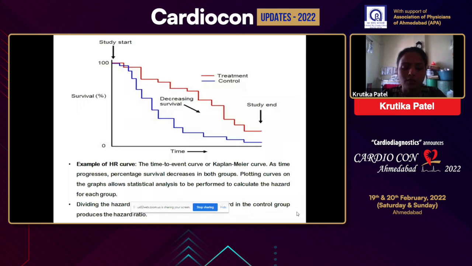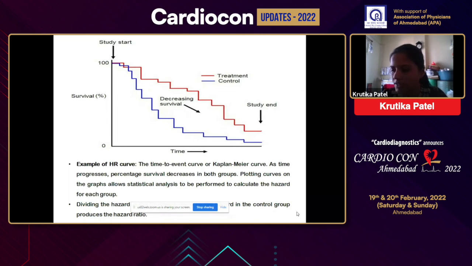Now this is a Kaplan-Meier curve. This shows a time to event progression. The red line indicates the treatment group and the blue line indicates the control group. When there is a decrease in the graph, it shows the end of the study. In the time to event curve or Kaplan-Meier curve, as time progresses, percentage survival decreases in both groups. Plotting curves on the graphs allows statistical analysis to be performed to calculate the hazard for each group.